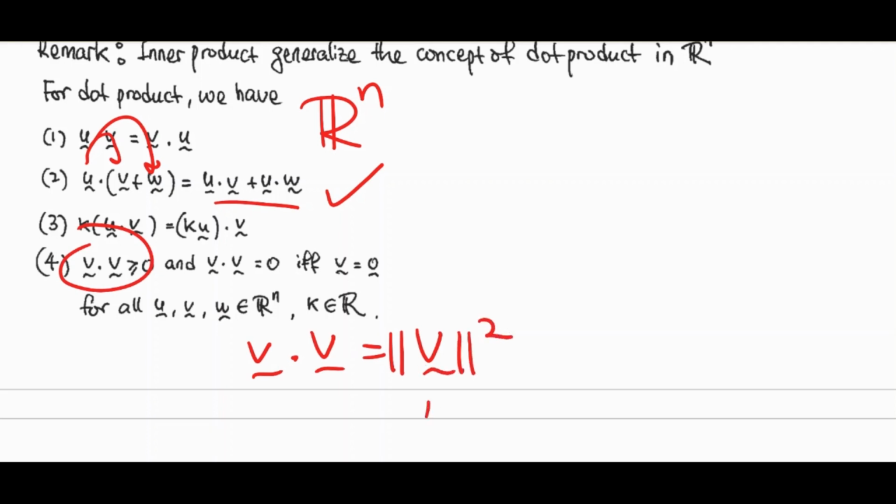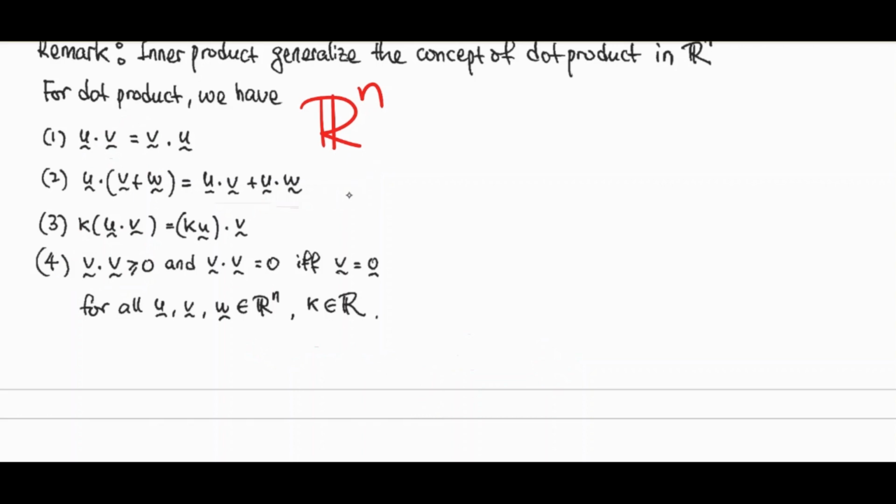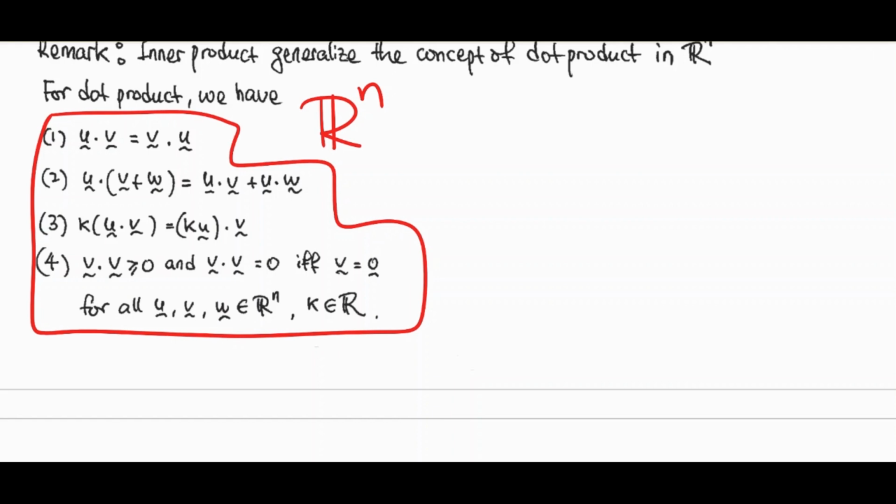So it's the length of that vector squared. Length cannot be negative, so this one here has to be non-negative, right? It can be 0. And in fact, V dot V is equal to 0 if and only if the vector V itself is 0. So we look at it very closely on dot products, and we realize that these are the 4 main features for dot products.